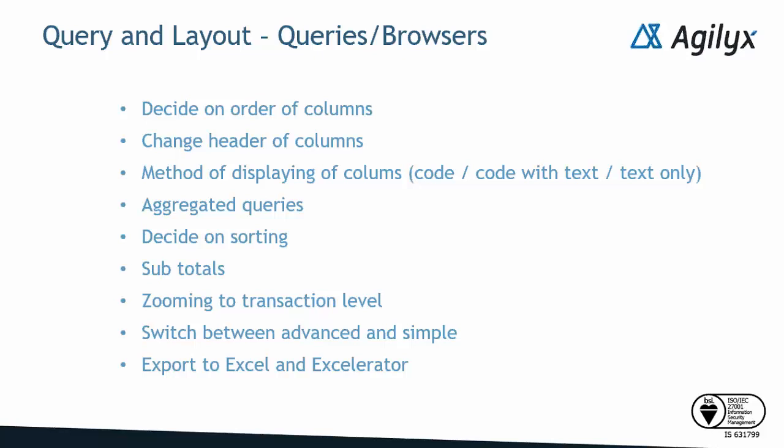So when you are deciding what to do with the queries and browsers, what points do you need to consider? You need to decide on the order of columns, change the header of columns, and the method of displaying them. Are they going to be aggregated, or are they going to be individual transactions? Decide on sorting, subtotals, and where you need to zoom to the transaction level. So these are the browsers. Obviously there are a lot of options, but these are some of the options that you have when you're designing your own custom browsers in Aggressor.